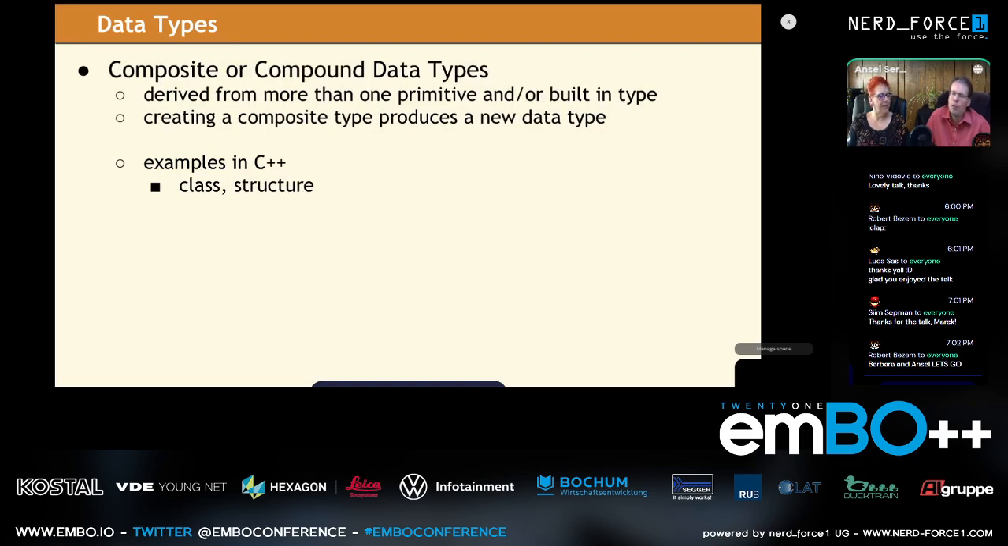There's another group, which is the composite or the compound data types. These are the way you derive a new data type from some other group of primitive or built-in types. When you create a composite type, you're producing a new data type. The most common ways to do this in C++ is by using a class or a structure. This is a way to compose a new data type and construct one out of other, more basic data types.